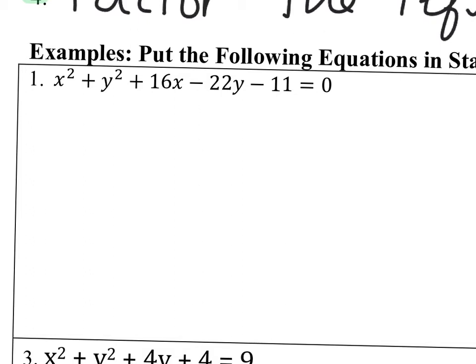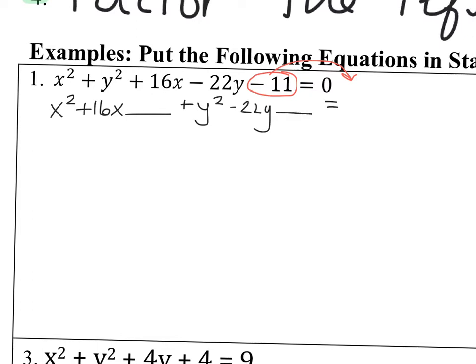So I'm doing the same thing as the other side. I'm going to look for my constant. Here's my constant. I'm going to draw the arrow to move it to the other side. Now I'm going to group my x's together. I have x squared plus 16x. I'm going to leave a blank. Plus y squared minus 22y. I'm going to leave a blank. And I'm going to move negative 11 to the other side by adding it. Step 3 says I'm going to complete the square on both variables.